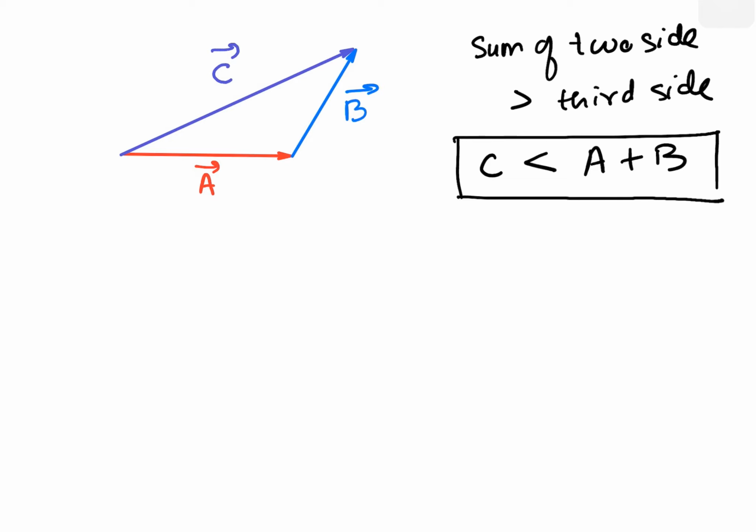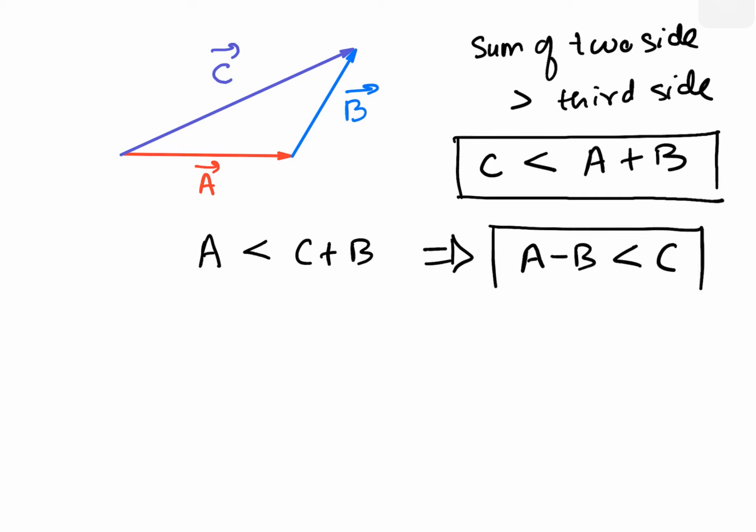Then we can use one more equation. Let's first take this side A. So A will be less than the sum of this side C and this side B. So A is less than C plus B. If we rearrange this inequality, A minus B is less than C. So this is the second inequality that we will be using.